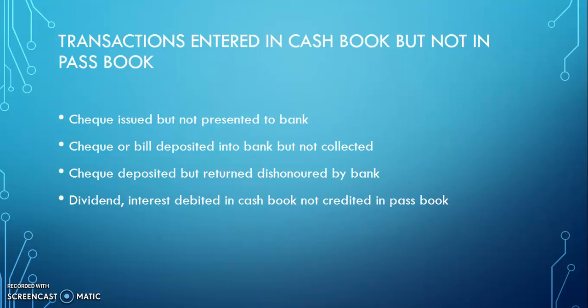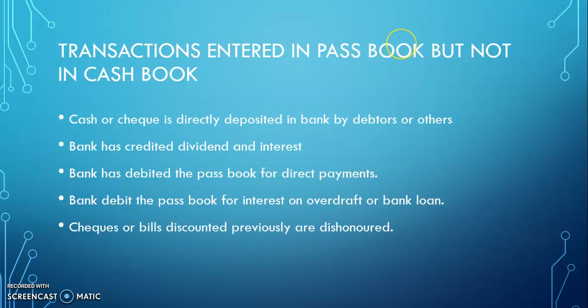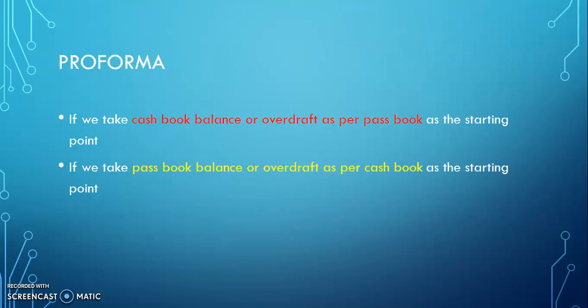Then some of the transactions are entered in cash book but not in passbook. Check issued but not presented to bank. Check or bill deposited into bank but not collected. Check deposited but returned dishonored by bank. Dividend interest deposited in cash book but not credited in passbook. So these are all some causes, where some entries are in passbook and not in cash book, or the reverse.